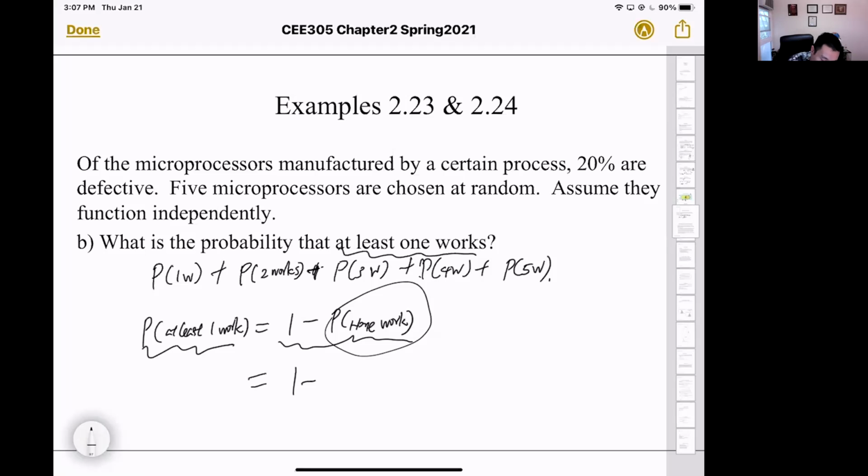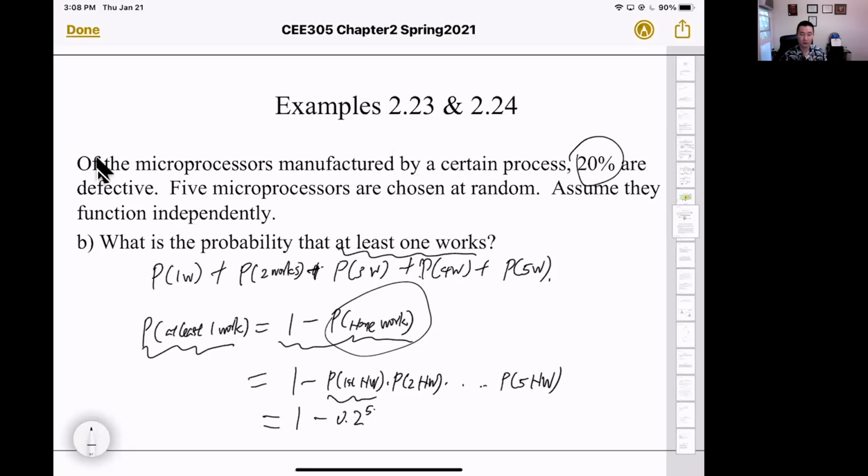Okay. The probability none work will be pretty simple, okay, because they are independent. So probability none work will be probability first not work times second not work times fifth not work. Okay, so that will be 1 minus. So the probability of first one not work will be 20%. So 0.2 times to the power of 5.